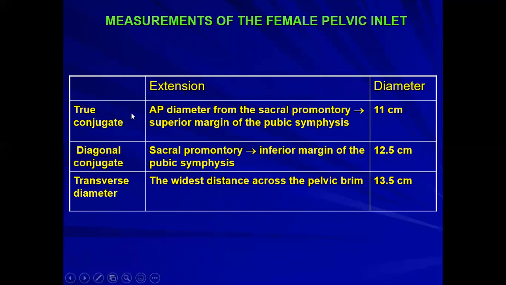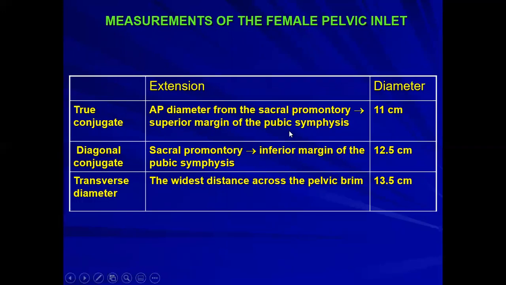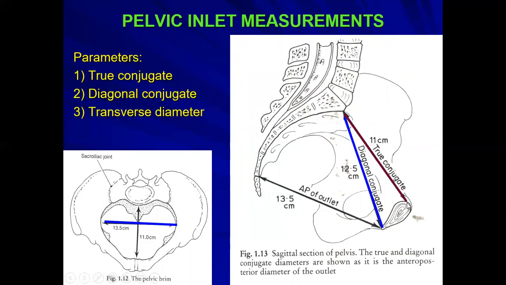What is the true conjugate? Actually, the true conjugate is the anterior posterior diameter. When we draw a line from the sacral promontory here, this is the sacral promontory, toward the supreme margin of the pubic symphysis. This is the supreme margin of the pubic symphysis. So this is the true conjugate. The length of the true conjugate is actually 11 centimeter.